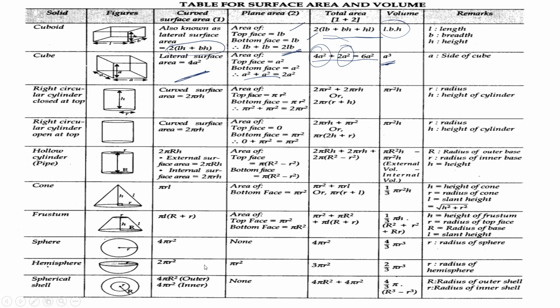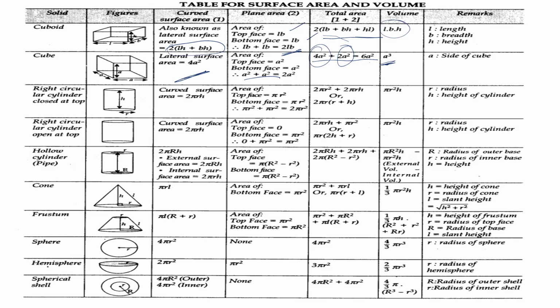So in the hemisphere, the bottom will also be there, no? If you are cutting a ball, then there will be a bottom. That bottom is nothing but a circle. It has some area pi R square. So the total will become 3 pi R square. Okay, remaining two we will see later.